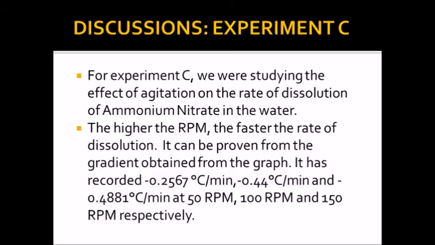The theory states that the faster the stirrer speed, the faster the rate of dissolution. We can prove this by comparing the slope of the graph plotted. For 50 rpm, the slope is negative 0.2567 degrees C per minute. For 100 rpm, the slope is negative 0.44 degrees C per minute. And for 150 rpm, the slope is negative 0.4881 degrees C per minute. Comparing the absolute value of the slope, 150 rpm has the highest rate of dissolution and 50 rpm has the lowest rate of dissolution.